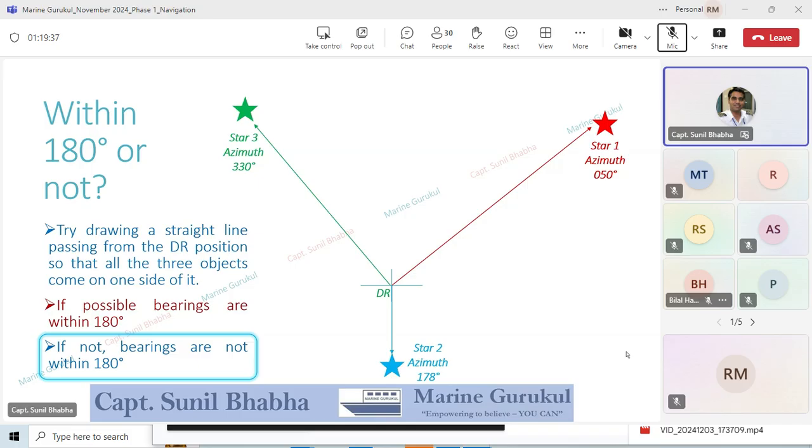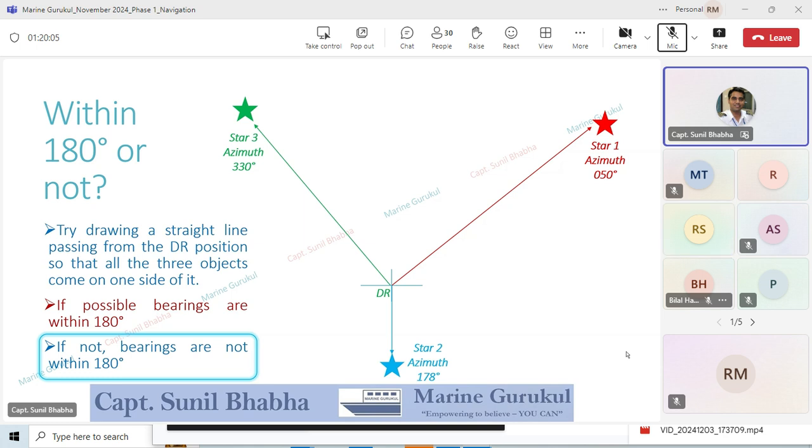Clear, beta? Any doubts? Clear, sir. Sir, on the line is also okay, na, sir? If star 3 is on the line, it is also okay. You can extend any one of the lines, and if the remaining two stars are on one side of it, the bearings are within 180. Sir, if both the stars are 180 away and one is on the center, still it is okay, na, sir?